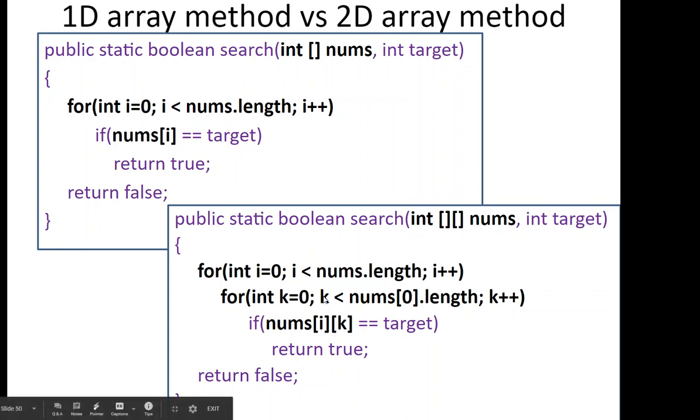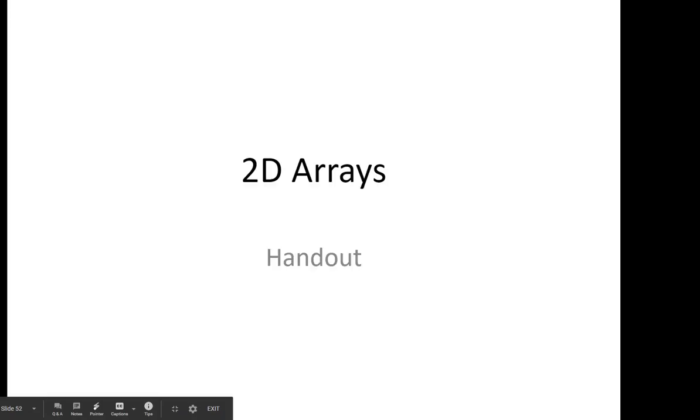Okay, and this is just a reminder every time we deal with 2D arrays. Here's one using i and k. I don't recommend i and k. I recommend r and c, or row and col. And that's it.